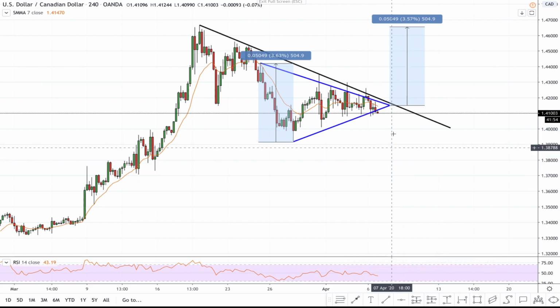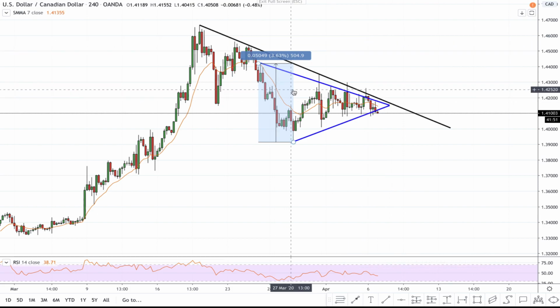And that's how you identify and also draw, and then that's how you also trade a wedge.